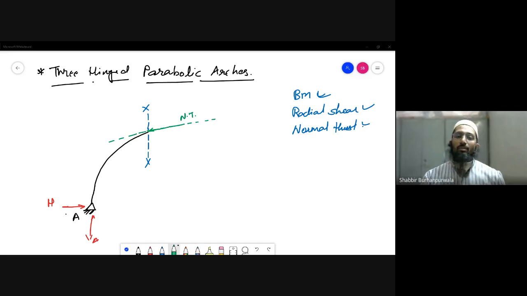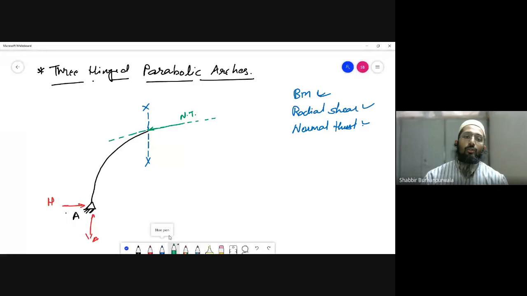Okay, now in a similar fashion, try to understand how shear force acts. Okay, so shear force acts perpendicular to that. Okay, so shear force acts perpendicular to this. So this is perpendicular to this. Okay, perpendicular to the NT. So over here, this force which is acting along this particular line is called radial shear.